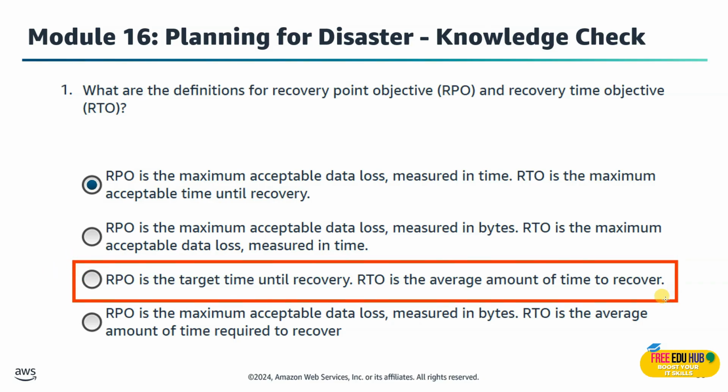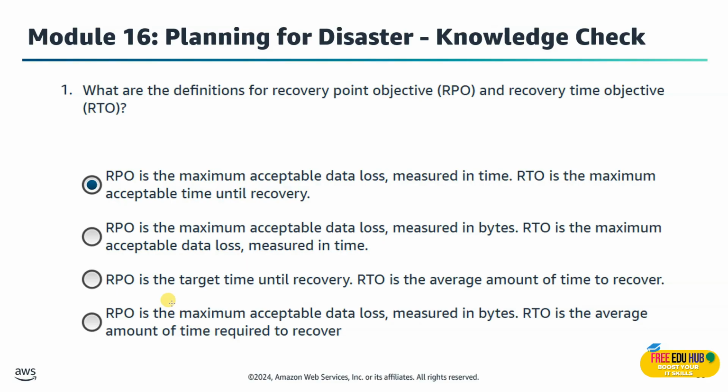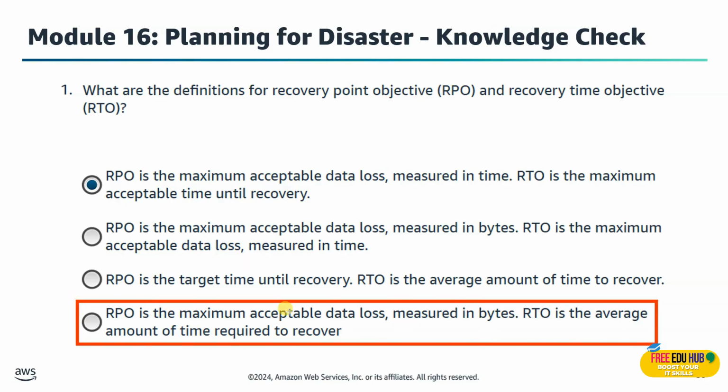Then why didn't we select the second one? RPO is the target time until recovery and RTO is the average amount of time to recover. That's wrong as well because it swaps the concepts and turns RTO into an average instead of the defined objective. And we are not selecting the last option, as RPO is the maximum acceptable data loss measured in bytes, whereas RTO is the average amount of time required to recover. That's wrong as well because RPO is again incorrectly measured in bytes and RTO is described as an average rather than an objective.